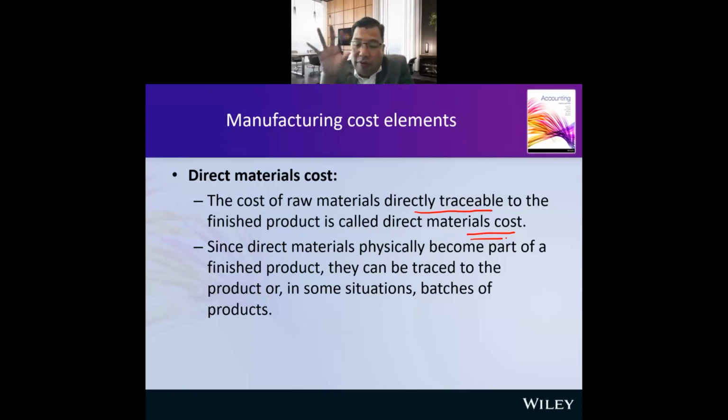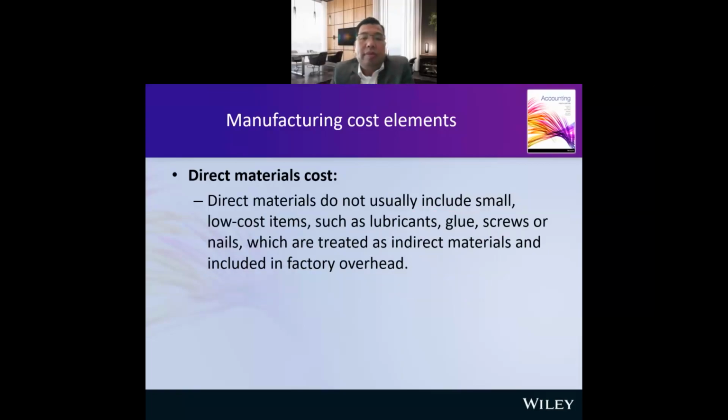So for every finished good, you can trace the cost of the raw material. What are the components? If you manufacture a car, there might be 1,000 components. There are 1,000 items needed to build a unit of car. So that is what we call direct material. Maybe the tire, the seat, the engine, the gear, the seat belt, everything. So that is direct material cost.